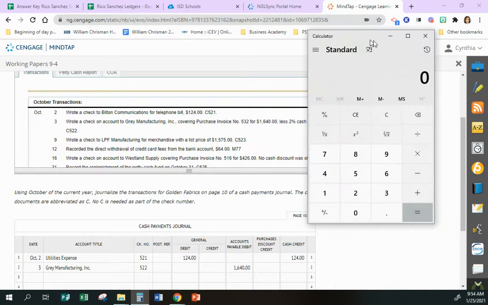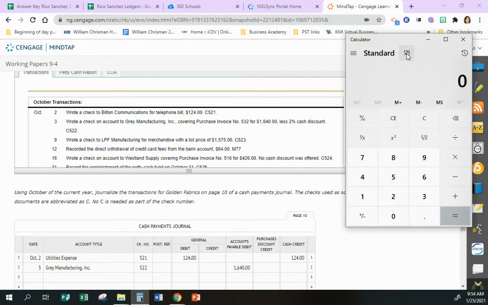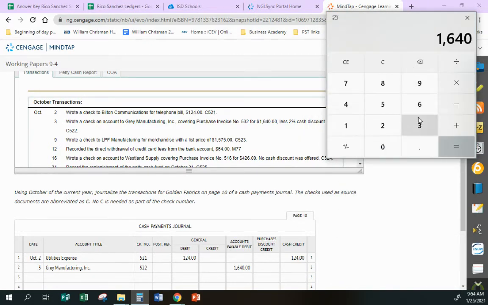So what you have to do to figure that is you're going to get your calculator over here. You're going to take the $16.40 times 2%, which is 0.02. And so $32.80 is the amount we're going to take advantage of for our discount. And that's a credit. So the accounts payable debit minus the credit is going to give us how much we're actually going to write our check for, which is $1607.20. And that's the cash credit when you do that.